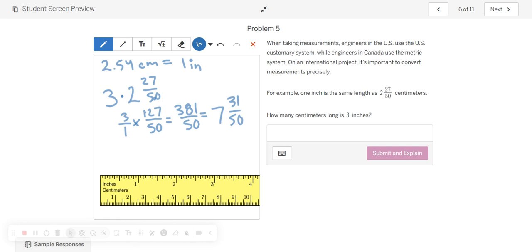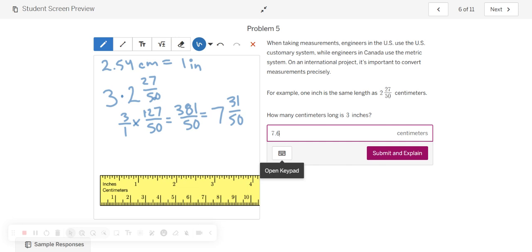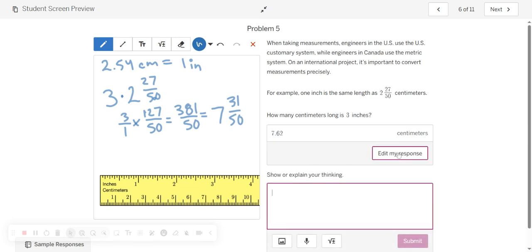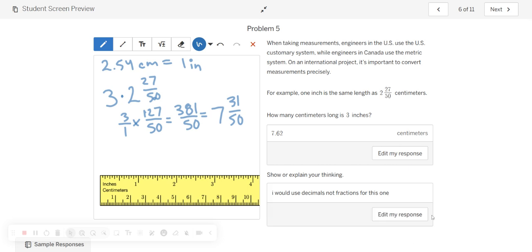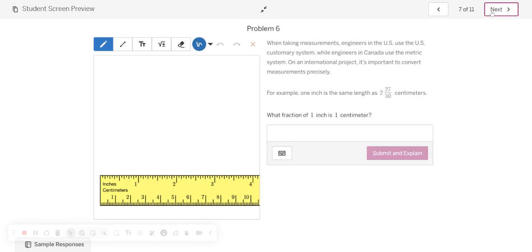You would get 7.62 as a decimal. 7.62. Submit. I would use decimals, not fractions, for this one. I'm going to see if it gives me credit. If not, I've got to go back and put it as a fraction. Same with this one here.